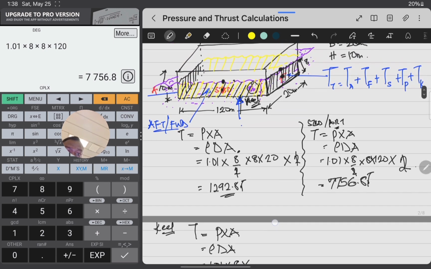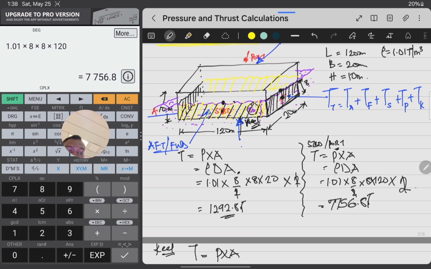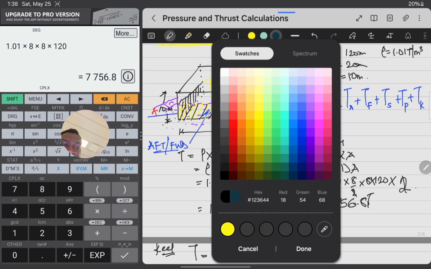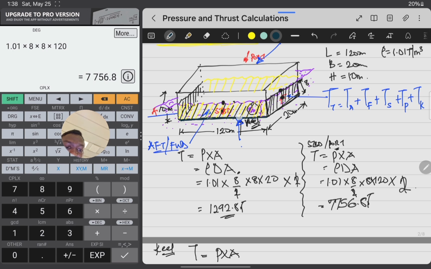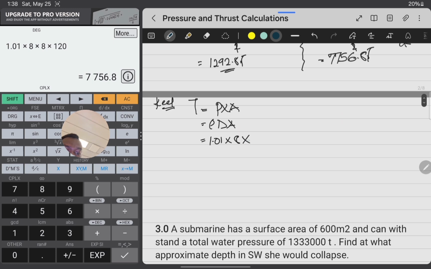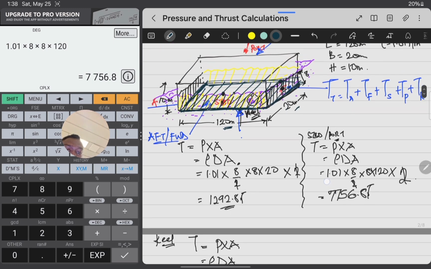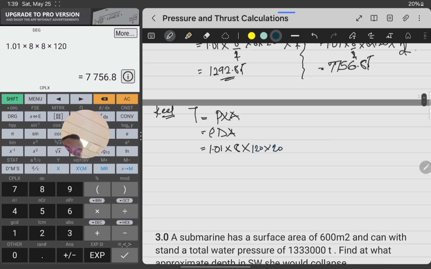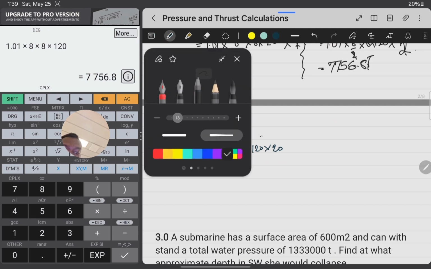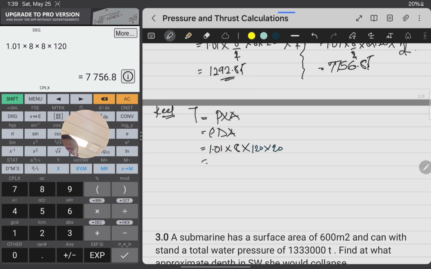So the area is the plan, which is the keel. I'm going to shade it out with, let's say, this color. So it's going to be like that. This base area is what we need, which is 120 by 20. So we don't multiply by 2 this time, because it's just one keel we have. So 1.01 times 8 times 120 times 20. So we have 19,392 tons.